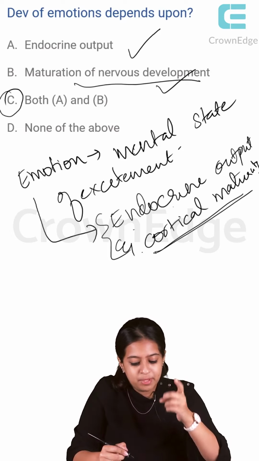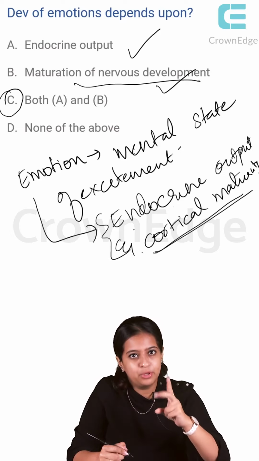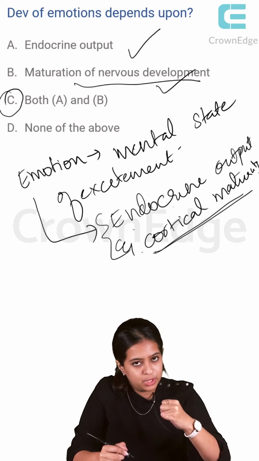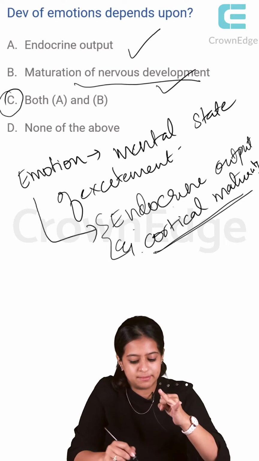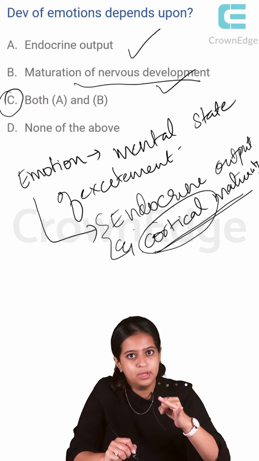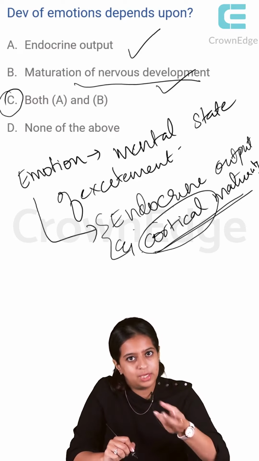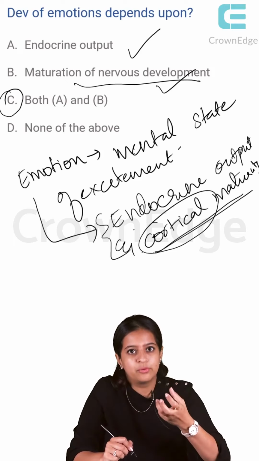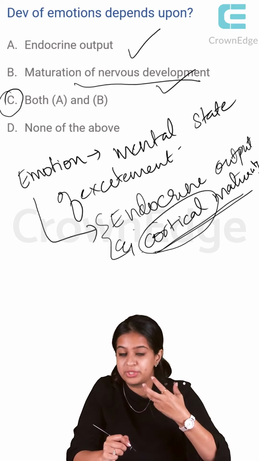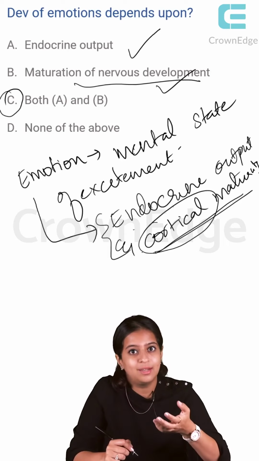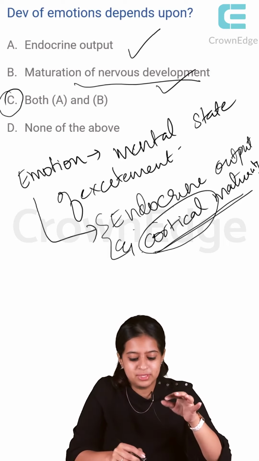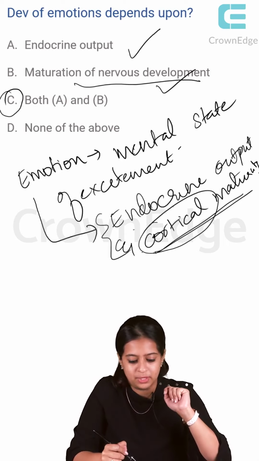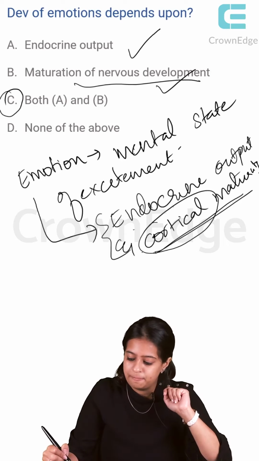Keep in mind, emotion depends upon two factors: the endocrine output and the maturity of the nervous system, that is cortical maturity. That's why a child and an adult vary in emotion. An adult will not show as much fear, he will not be shy to come into the clinic, he will not cry in the dental clinic. So all these emotions are based on these two factors. Let's move on to our next question.